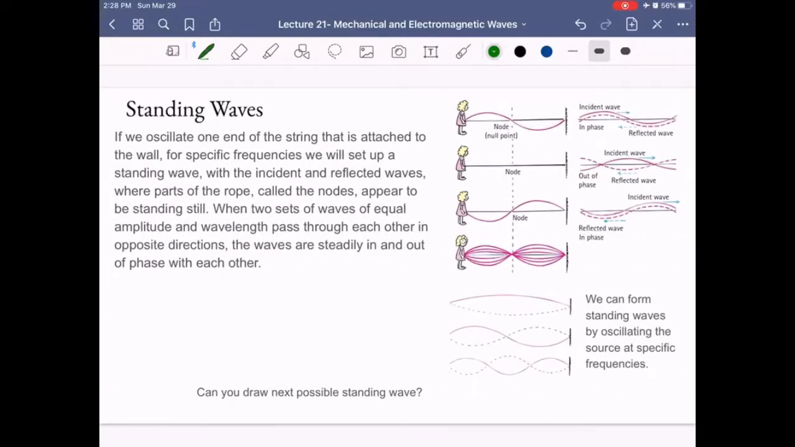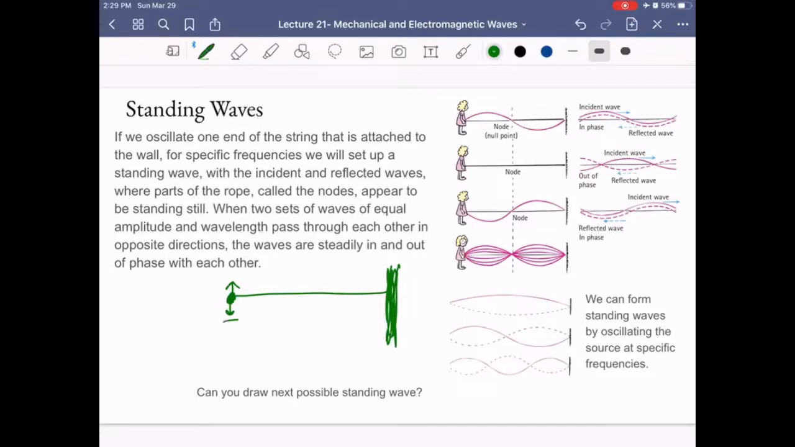Okay, so next let's talk about standing waves. If I have a rope attached to a wall, this is a wall and this is a rope, and suppose I'm holding on to one end, to the left end of this rope or a string. Now, if I oscillate it up and down at any frequency, it will just give me random waves, and I wouldn't see any pattern at all.